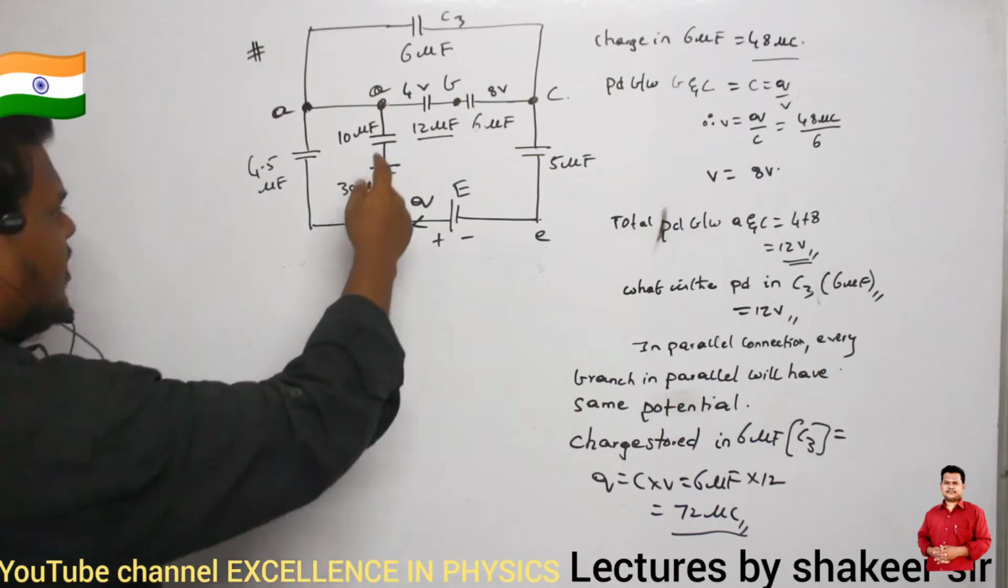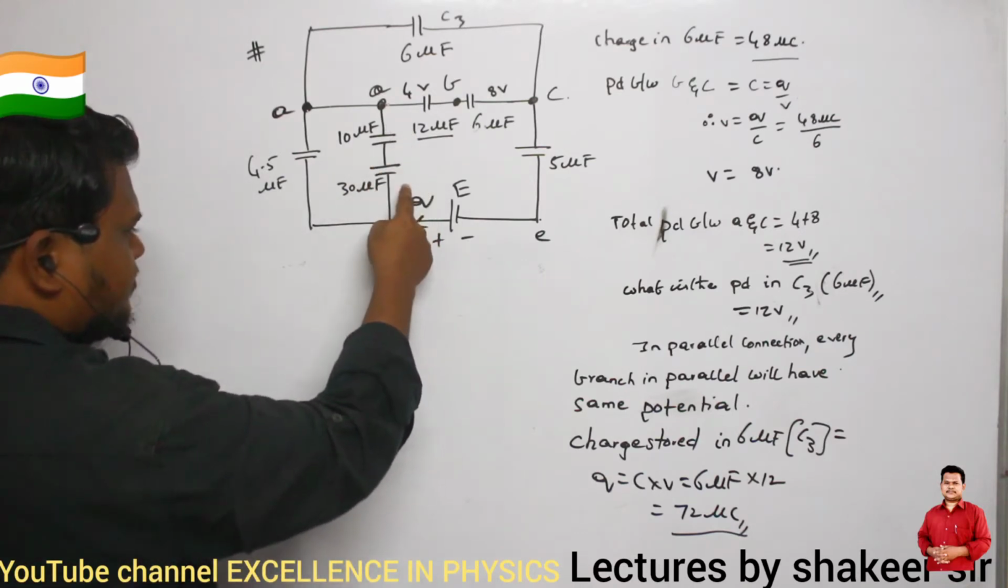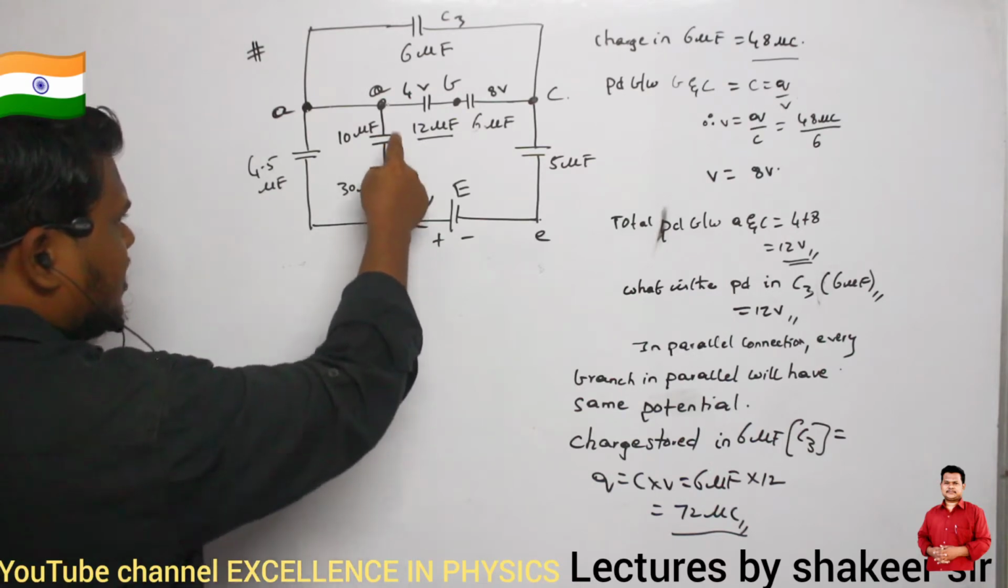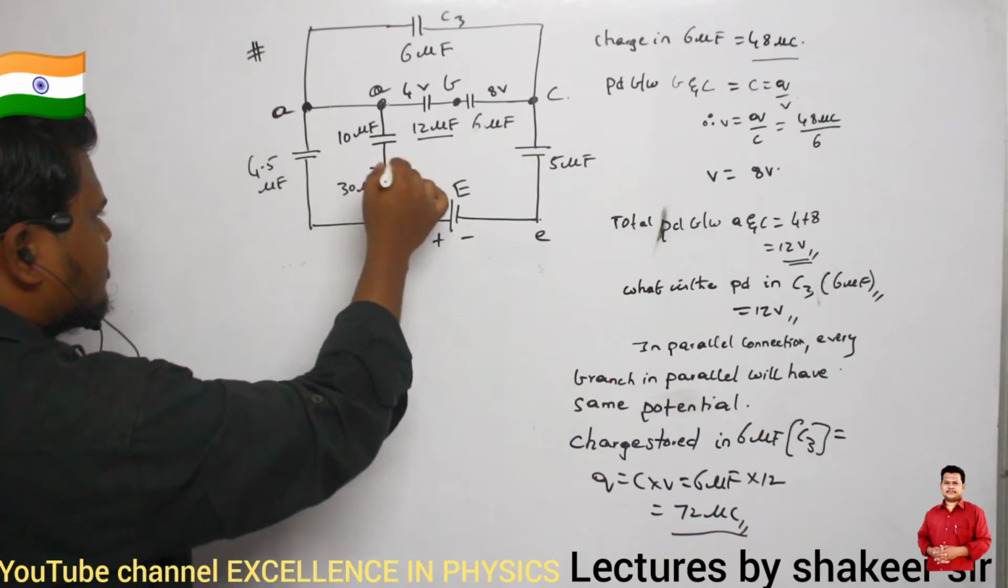So what is the equivalent capacitance of 10 and 30? Are they in series or in parallel? 10 and 30, are they in series or in parallel? Definitely series. So what is the total equivalent capacitance of these two?